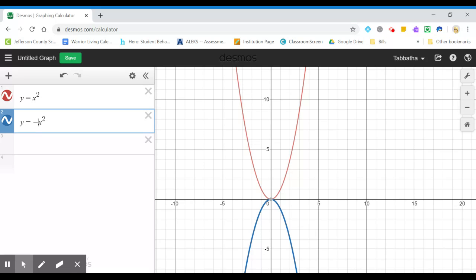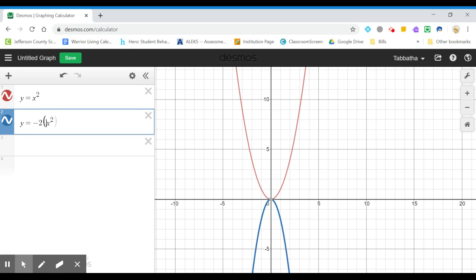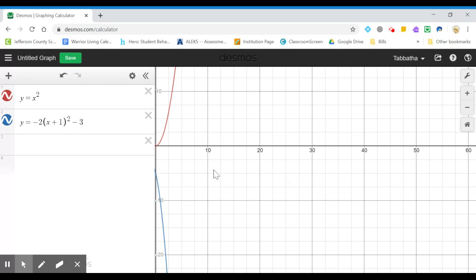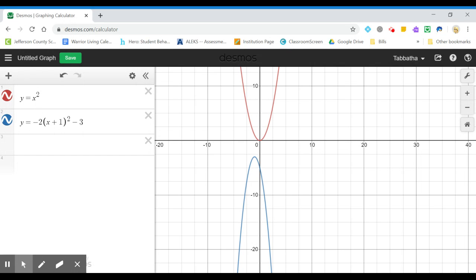So negative, I will do negative 2 times (x plus 1) squared minus 3. And we can describe our changes based on the equation by itself. The negative made it flip. The 2 made it more narrow. The plus 1 in the parentheses moved it to the left 1. And the minus 3 moved it down 3. So it goes from the red, the original, to the blue here. All done just by writing an equation.